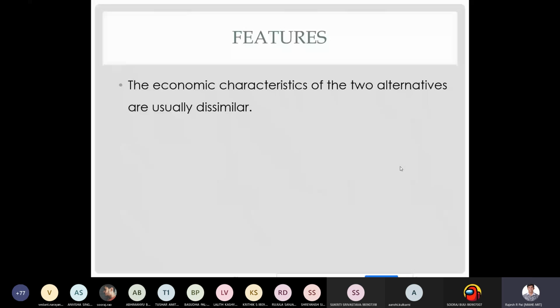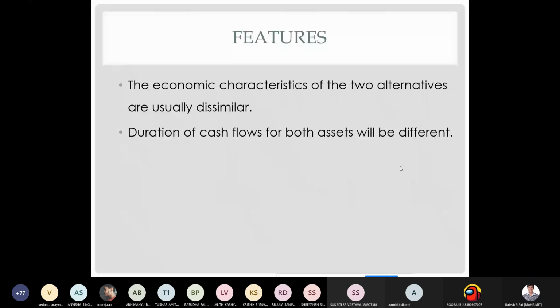So this is one particular component. Then the duration of cash flow for both the assets will be different. For example, you purchased the old machine 3 years back. During the time of purchase, the supplier told you that this machine has a service life of 7 years. So 3 years you have already completed, so you are going to compare the alternative for the remaining 4 years. We are not going to consider the previous years in our calculation when we compare it with the newer machine.